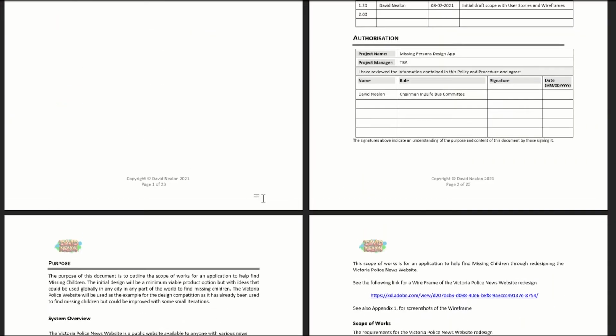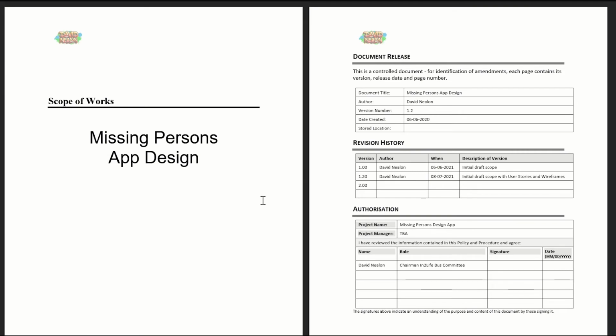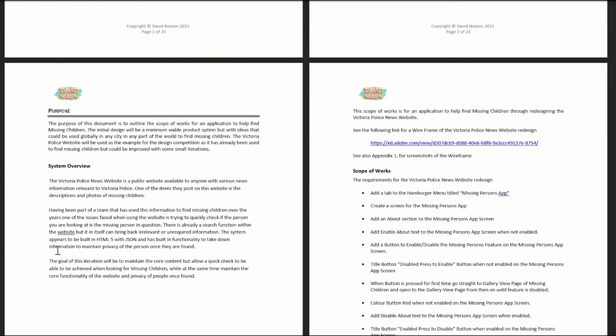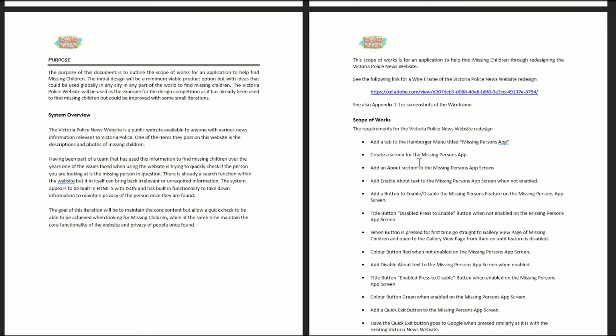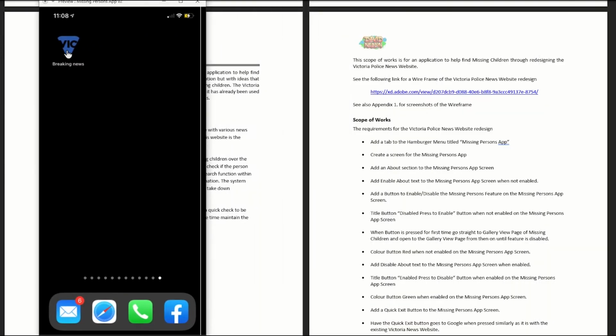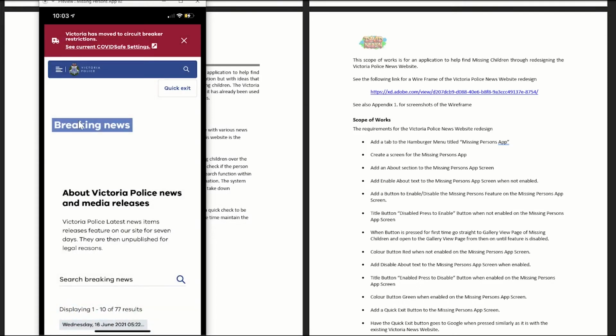Okay, so here we are back with our scope of works for the missing persons app design. We've gone through, we've added the purpose, we've done a system overview, and now we've done the initial wireframe. Then what I like to do is use that wireframe to create a high level scope of works. So if we bring across our little app and click into it, here's what you typically see in the Victorian News website. None of this has changed.